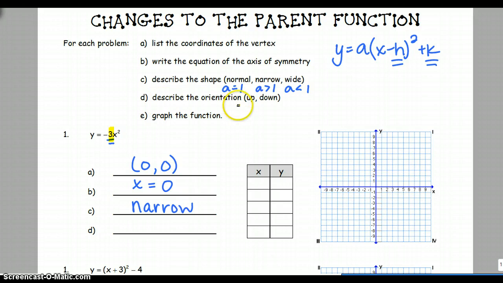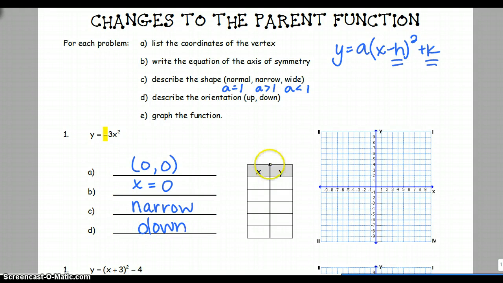The orientation tells you if the graph is going up or down. This is where we take a look at the negative. If your a value is negative, it goes down. If it's positive, it goes up. In this case, it is negative, so we're going down.